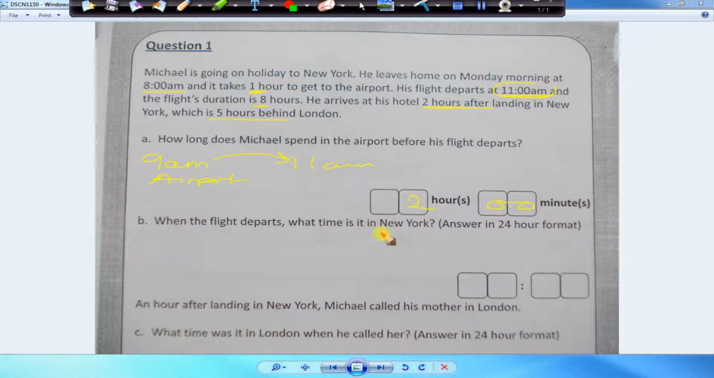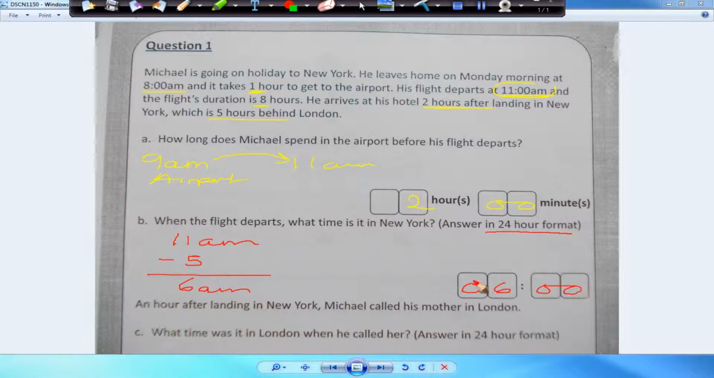When the flight departs, what time is it in New York? Answer in 24-hour clock. So what time does the flight leave in the UK? It leaves the UK at what time? 11 a.m. Yes? Yeah. If I say any wrong numbers, please tell me straight away. So the flight leaves at 11 o'clock, and New York is 5 hours behind London. So what's 11 o'clock minus 5 hours? In the UK it will be what time in the morning? 6 a.m. 6 a.m. is right. In 24-hour clock will be what?